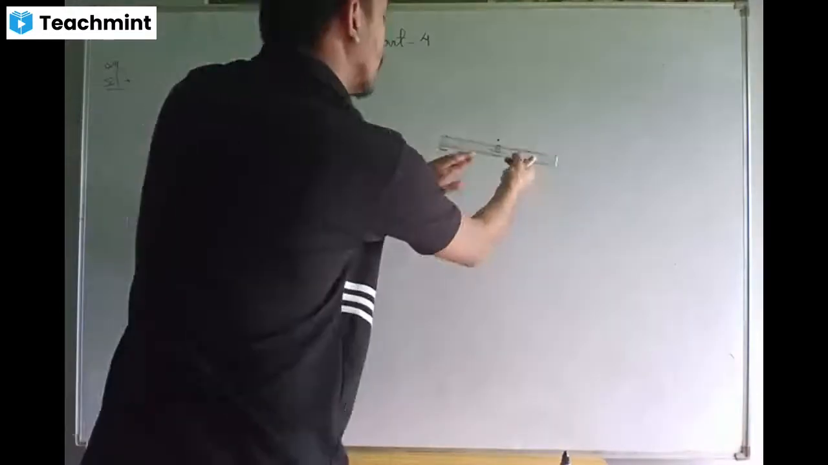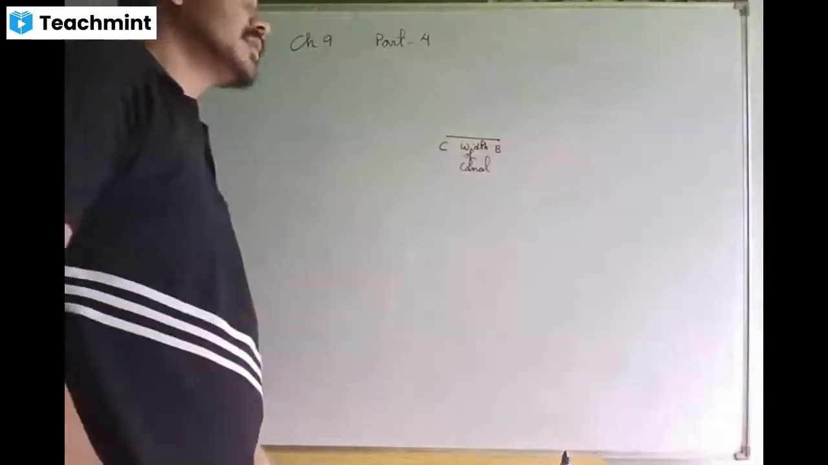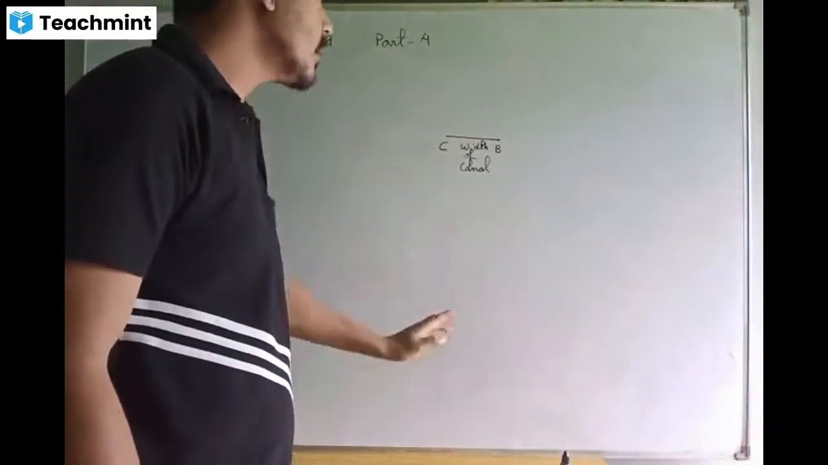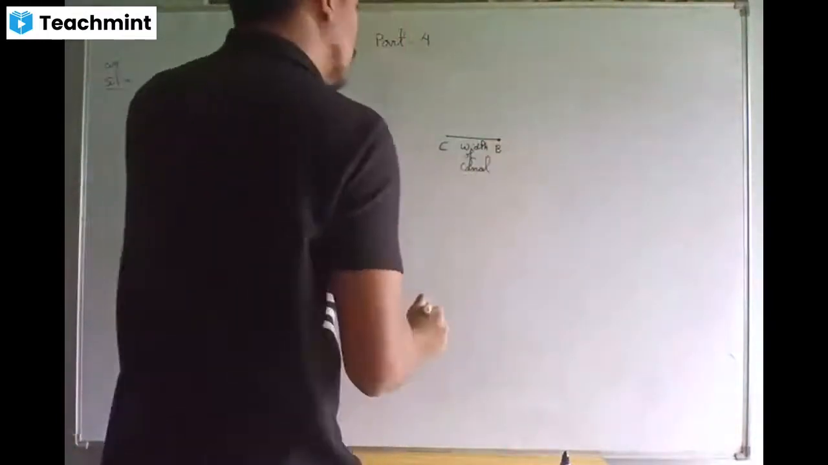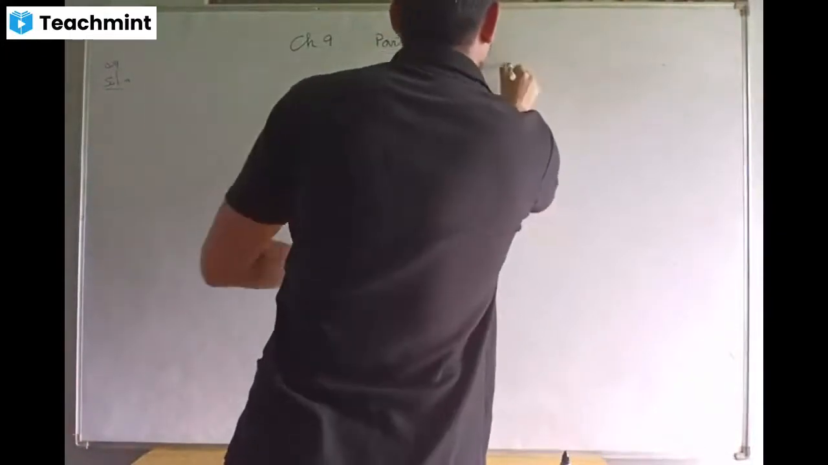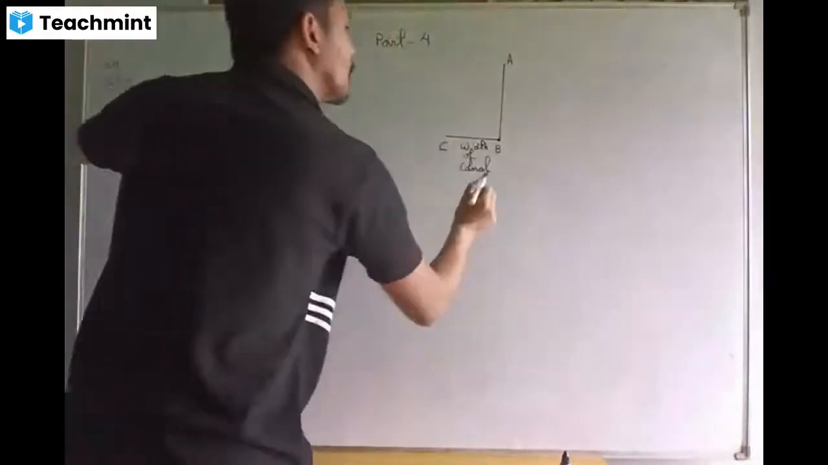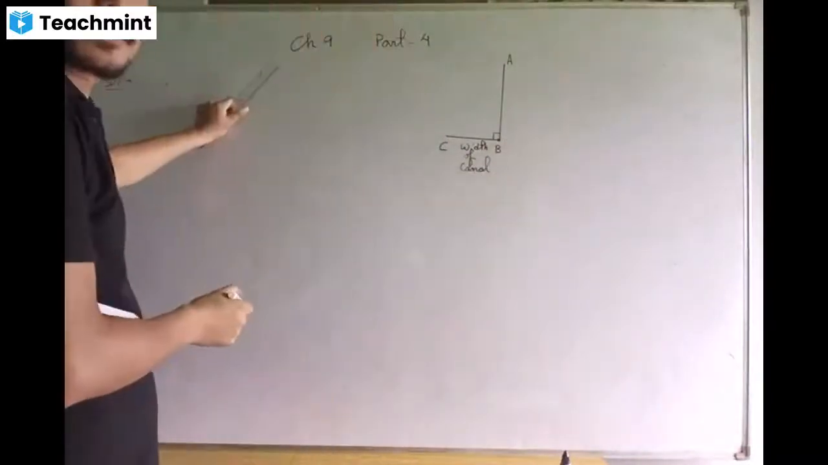These two banks give you the width of the canal. Okay. There is a TV tower standing vertically on one bank of the canal. So B is the point where the TV tower stands vertically. So AB is your TV tower. TV tower stands perpendicular to the bank.